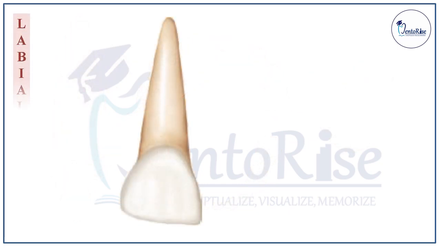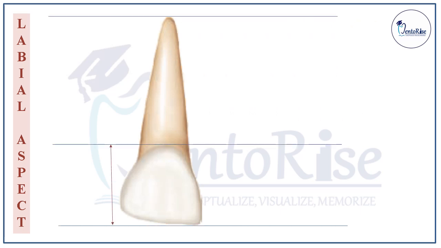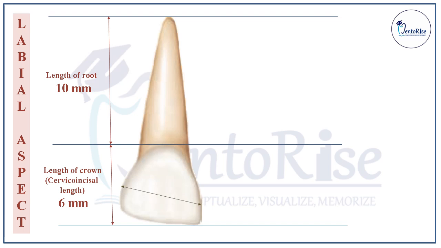Starting with the labial aspect, first of all, coming to the dimensions, the length of the crown cervicoincisally is 6 mm, length of the root is 10 mm, the mesodistal dimension of the crown is 6.5 mm, the mesodistal dimension of the crown at cervix is 4.5 mm.